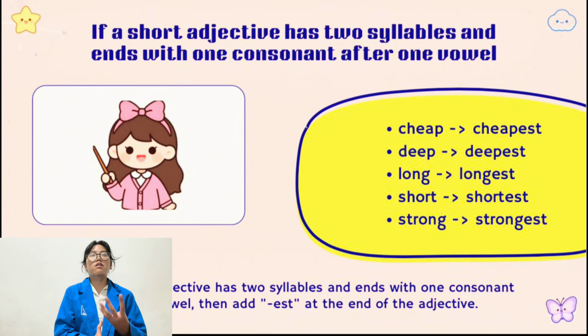Next, rule number 4, for short adjective ending with a consonant sound, add est. For example, long for longest, strong for strongest, cheap for cheapest.